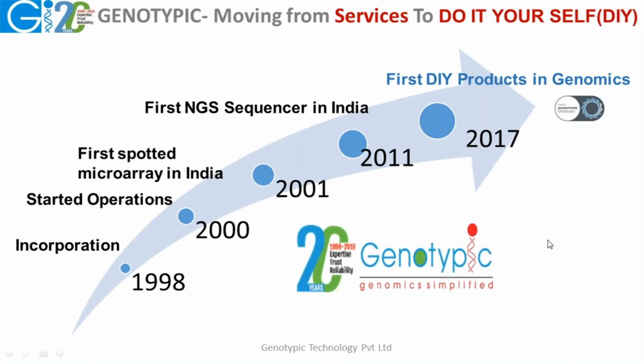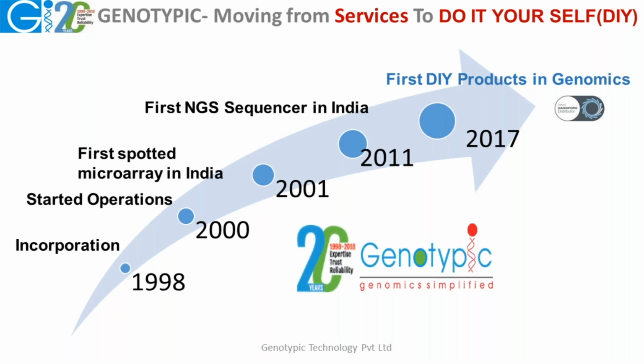So briefly to touch upon how Genotypic has evolved and how it has turned out to be a pioneer in the field of genomics. I will just take you through a brief presentation on how Genotypic was incorporated in 1998, how it started its operation in 2000. Then we introduced the first spotted microarray in India in 2001, followed by the first NGS sequencer in 2011. And in 2017, we introduced do-it-yourself products in genomics.